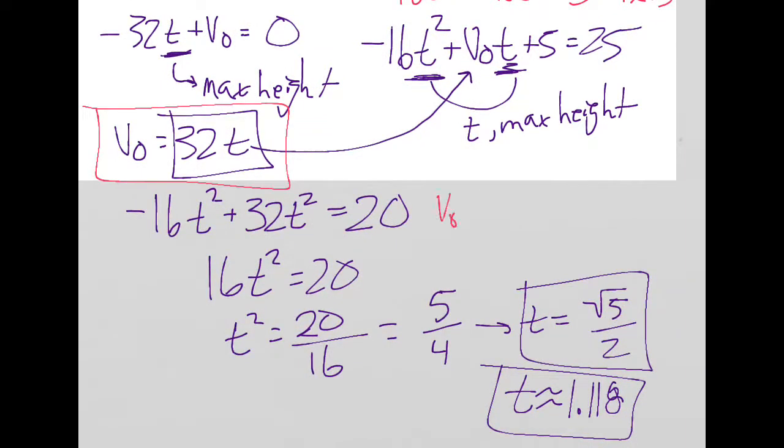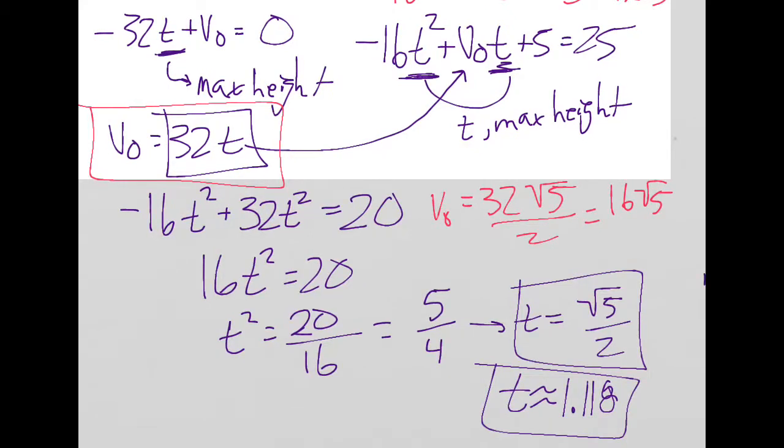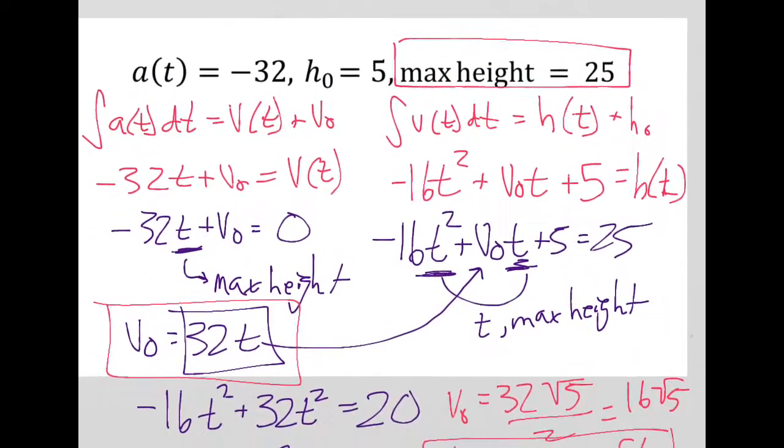And so we get v naught, our starting velocity, equals 32 root 5 over 2, which becomes 32 divided by 2 is 16 times the square root of 5. That is our starting velocity, v naught, which is 35.777, and our units are feet per second. And there we have it.